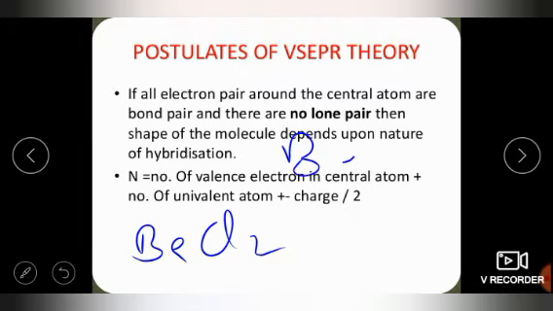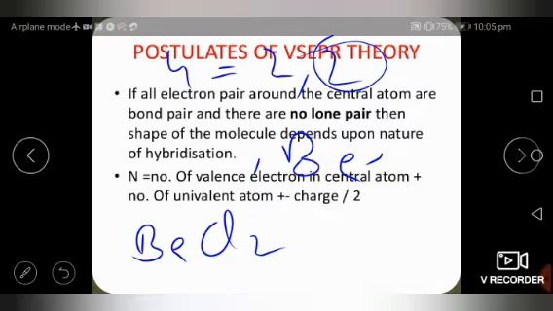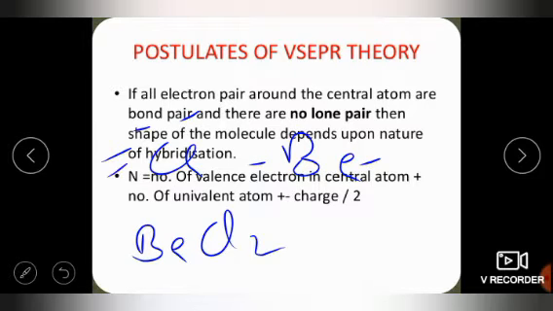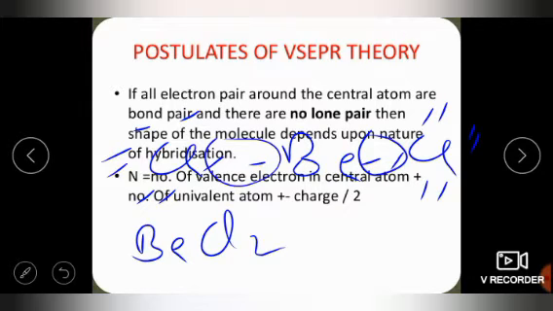Beryllium has how many electrons? It is 4, so 2 and 2. In the outermost shell there are 2 electrons, so we will make 2 electrons. Whereas chlorine has 7 electrons: 1, 2, 3, 4, 5, 6, 7. On the other side, chlorine also has 7 electrons. So you can see these 2 electrons are making a bond pair. The rest are lone pairs.